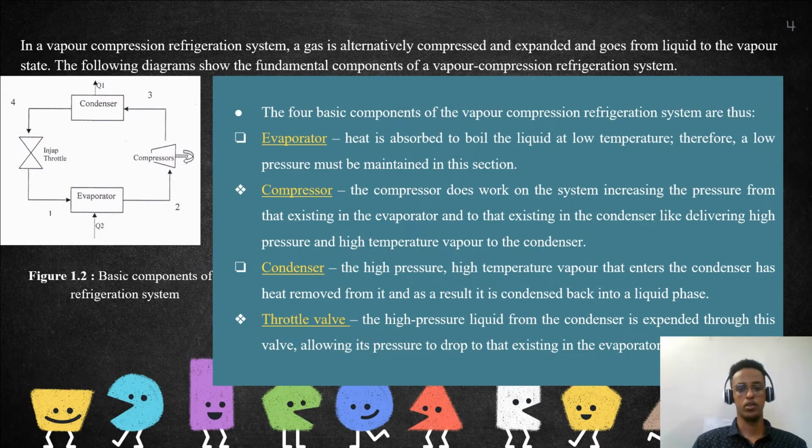In a vapor compression refrigeration system, a gas is simultaneously compressed and expanded and goes from a liquid into the vapor state. The following diagram shows the basic components of the refrigeration system. Here are the 4 basic components of the vapor compression refrigeration system: evaporator, compressor, condenser, throttle valve.